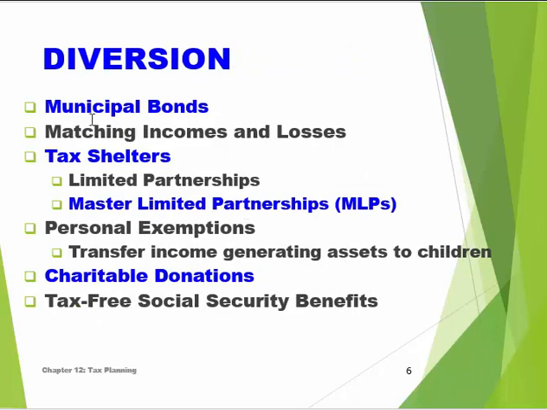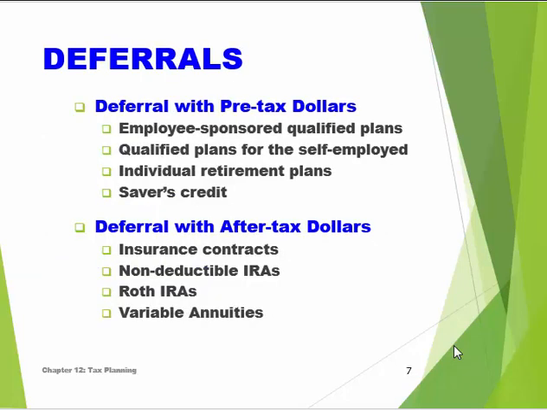Diversion. Right? So now we're talking about using municipal bonds, the tax shelter idea, transferring income generating assets to children. Move that money to children. Charitable donations, tax-free Social Security benefits. This is just a way of essentially moving this income to another place, right, that has either different tax rules, which require different tax rates, and or just moving the assets to other people.